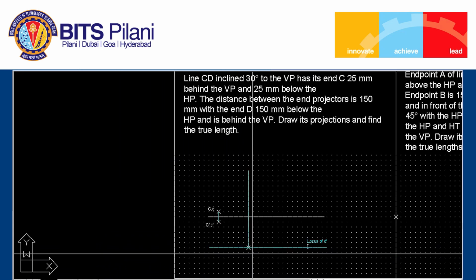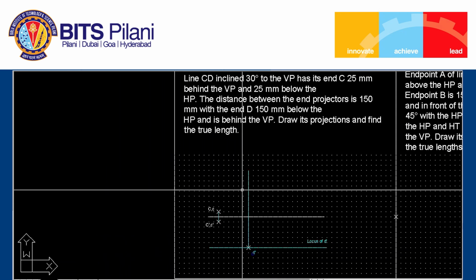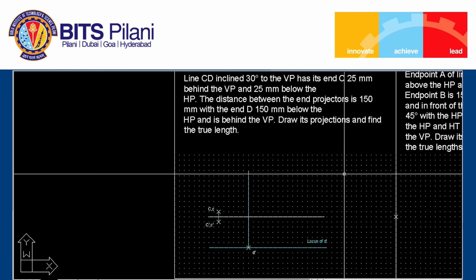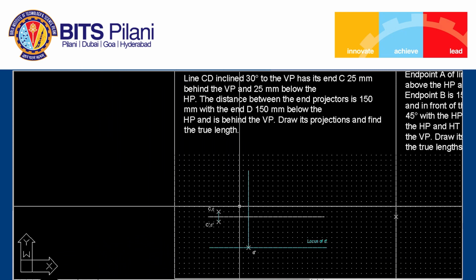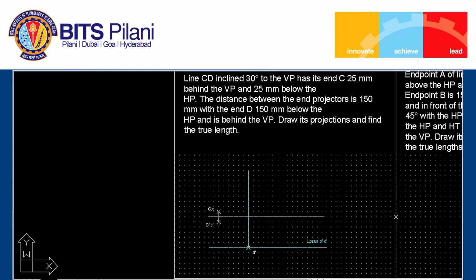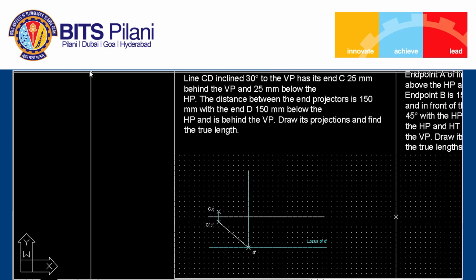So this point is nothing but D prime. Okay. So we can join the point C prime and D prime, which is nothing but the front view of the line. So we obtain the front view of the line. I will draw another line where the true length of the line will be seen.